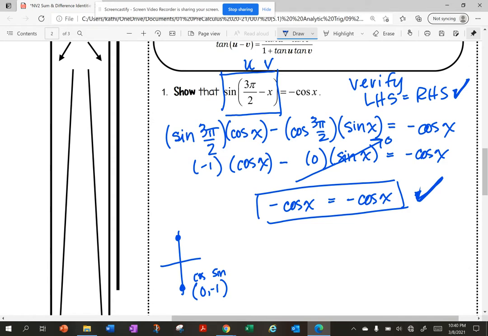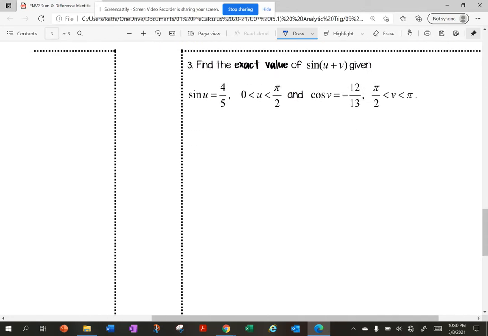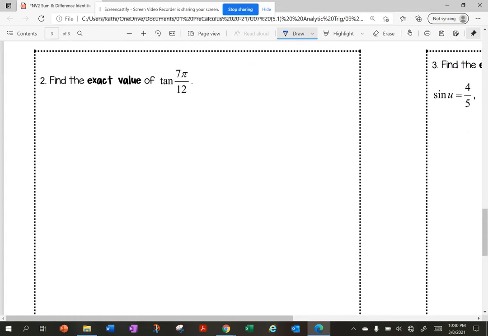Okay, let's try another one. Find the exact value of 7 pi over 12. Usually we would prefer to work in degrees. So I'm going to convert 7 pi over 12 into degrees. I know there's 180 degrees in pi radians. So I'm multiplying fractions. So pi divided by pi simplifies as 1. So 7 times 180 divided by 12 is 105.